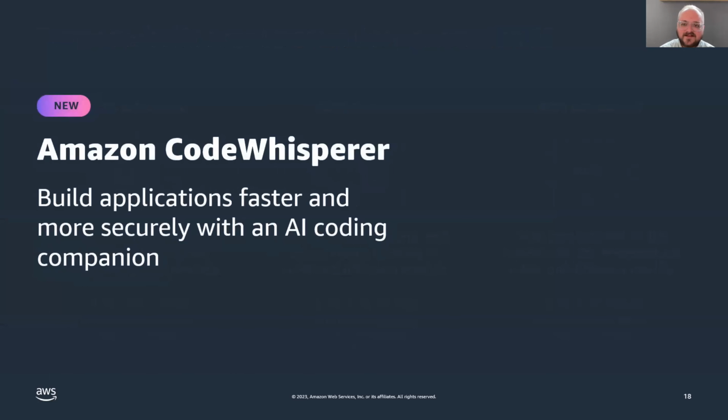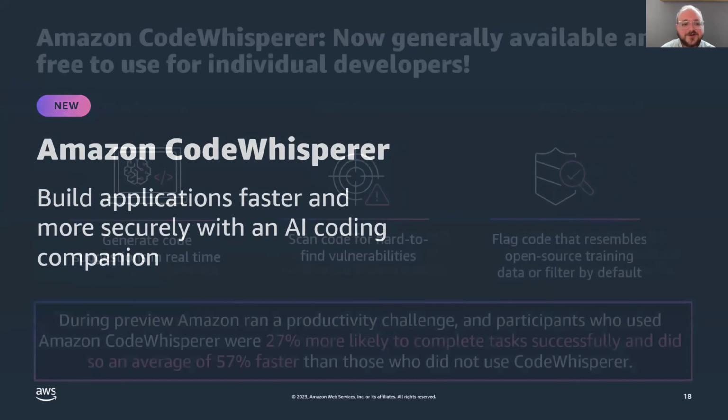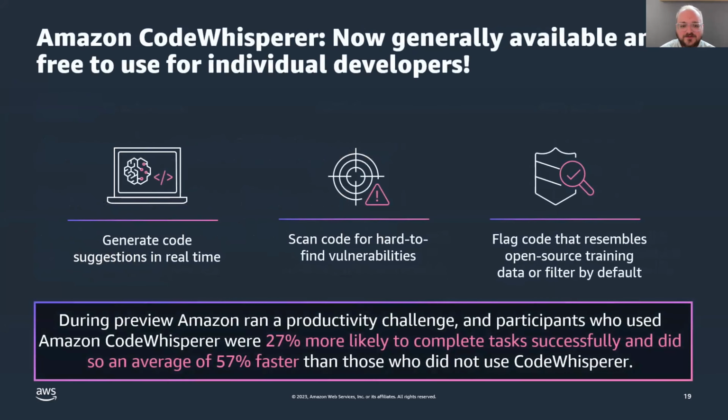And so when it comes to actually utilizing generative AI in your work, I want to talk about one of the AWS services that utilizes generative AI behind the scenes to help improve developer productivity, and that's Amazon CodeWhisperer. So CodeWhisperer is a new AWS service that's now generally available and is actually free for individual developers to use. So you can leave the session today, try this out, and actually get started with Amazon CodeWhisperer.